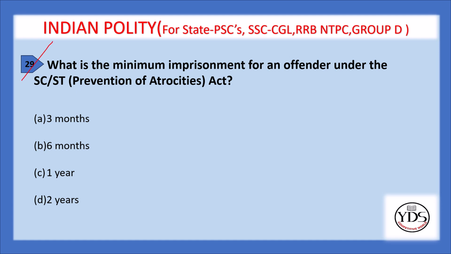Question number 29. What is the minimum imprisonment for an offender under the SC/ST Act? Option A, 3 months. Option B, 6 months. Option C, 1 year. Option D, 2 years. Option B, 6 months is the correct answer.